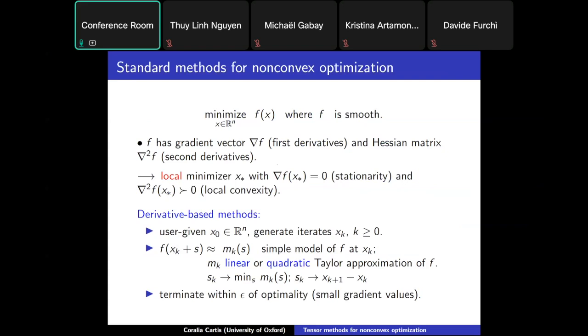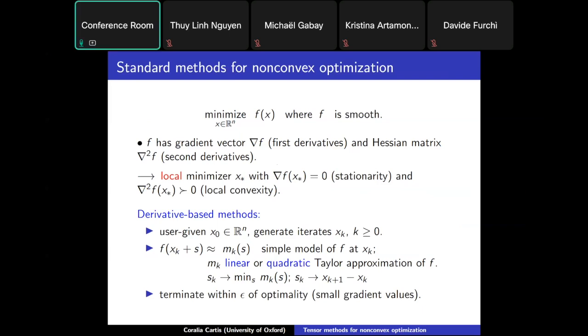Right, so we want to approximate the complicated function we are trying to minimize at the current iterate, at the current approximation xk, by some model. That's a simpler model. So instead of minimizing this complicated function f, we minimize this simple model. So of course we have to generate many models sequentially.